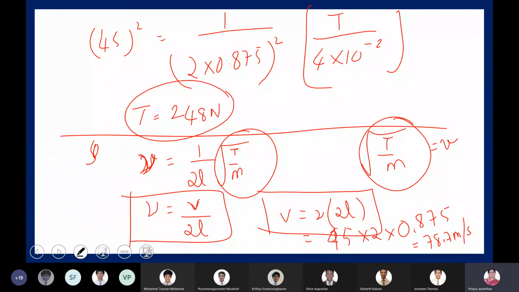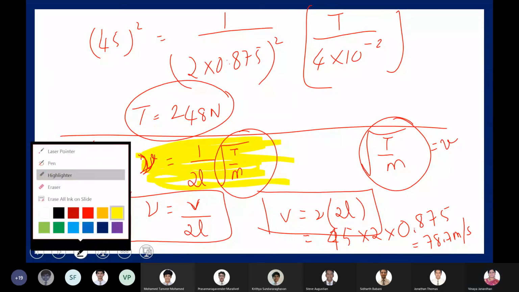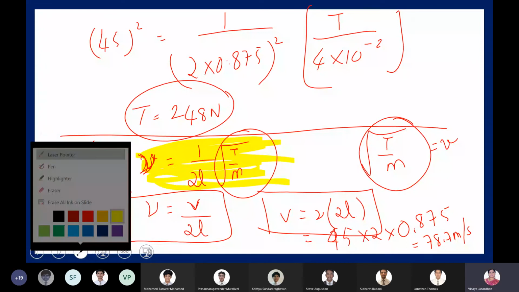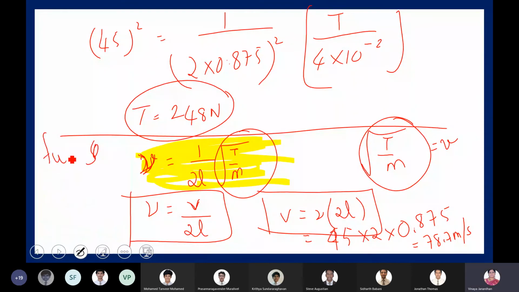This standard equation you should know. The fundamental frequency nu is equal to 1 by 2L root of T upon M.